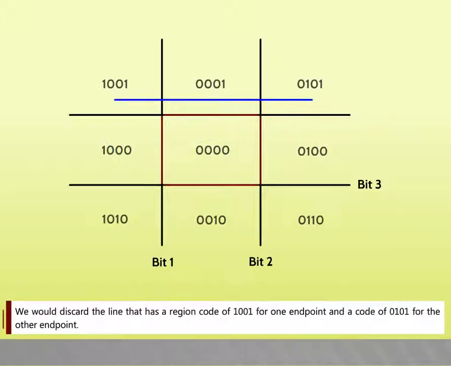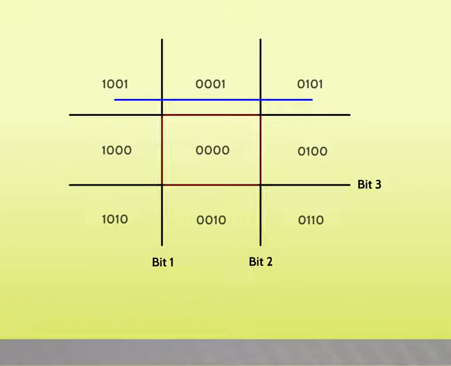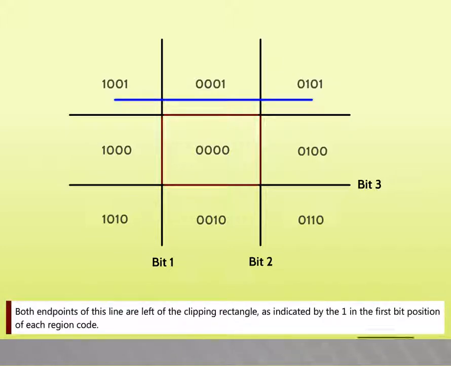We would discard the line that has a region code of 1001 for one endpoint and a code of 0101 for the other endpoint. Both endpoints of this line are left of the clipping rectangle, as indicated by the 1 in the first bit position of each region code.